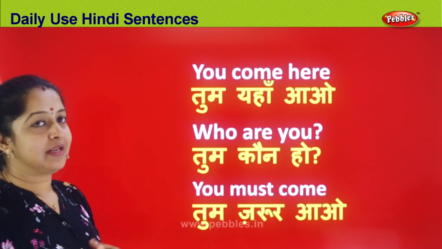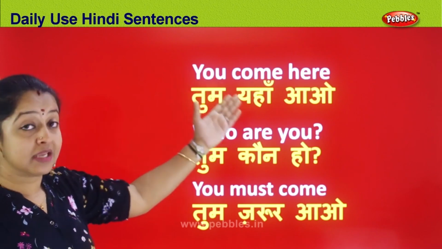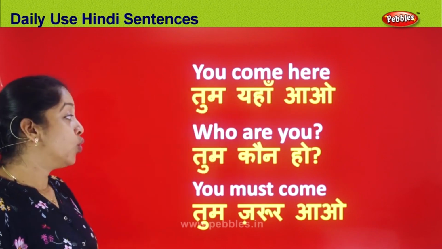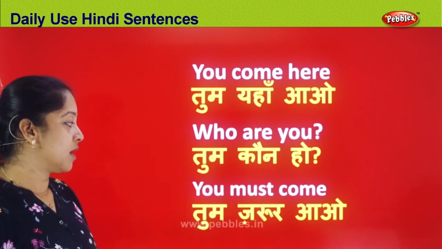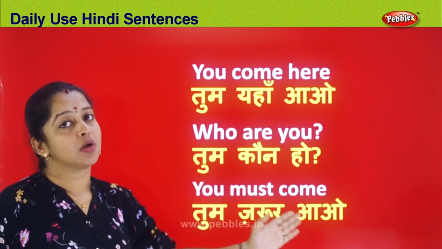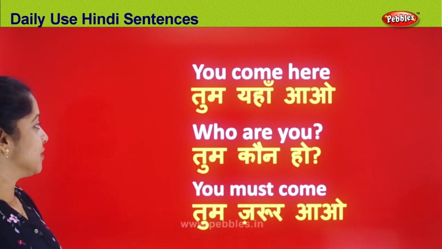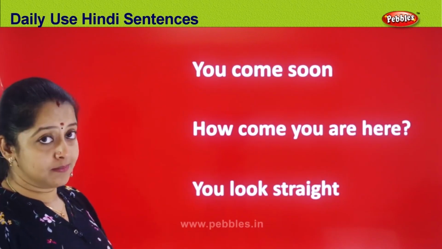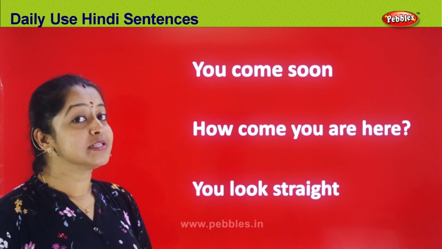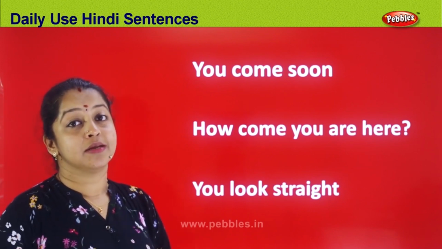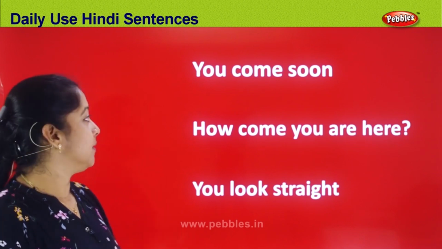Alright, so let's have a recap once again. You come here. Tum yahan aao. Who are you? Tum kaun ho? You must come. Tum zarur aao. Alright, let's have a look at the next set of words. You come soon. How come you are here? And you look straight. So you look straight is an instruction given, right? So let's see how we say them in Hindi.